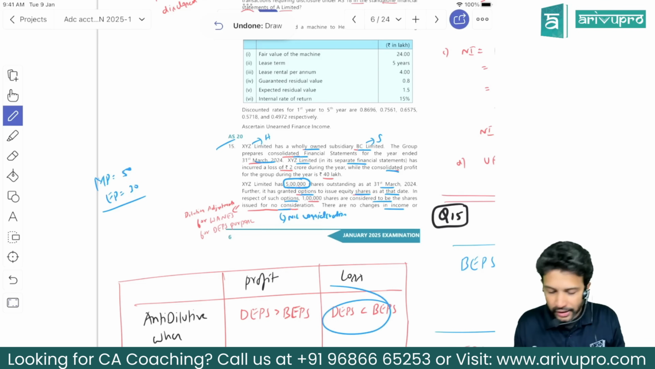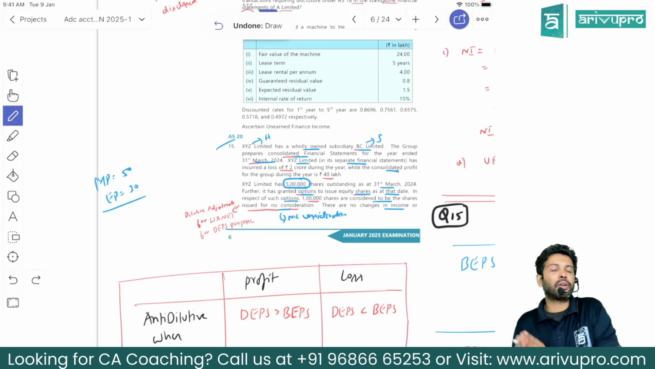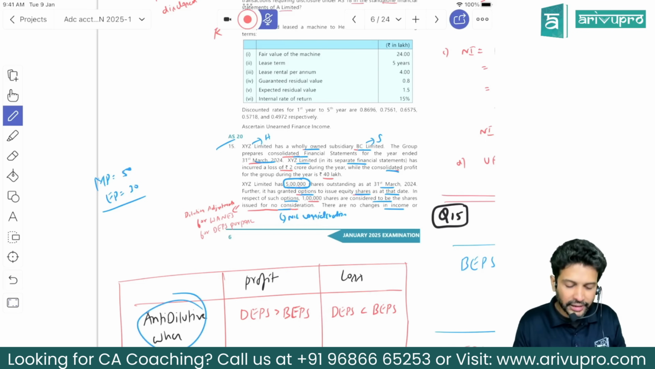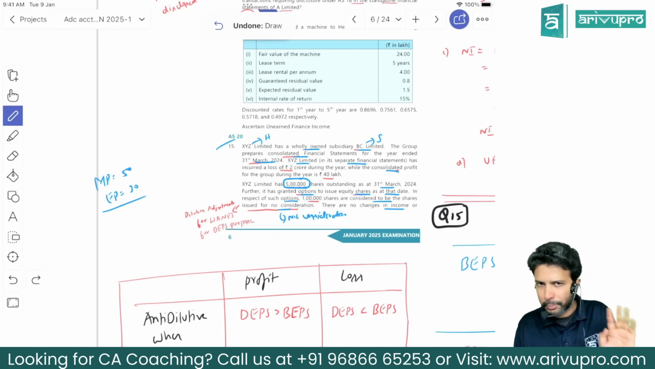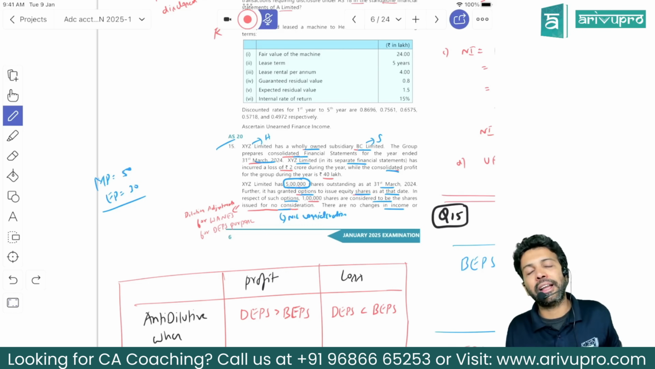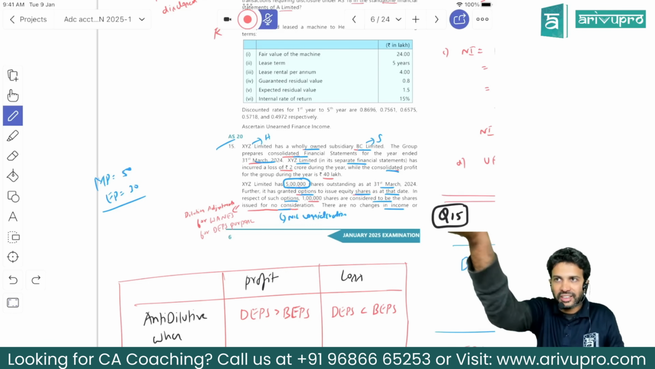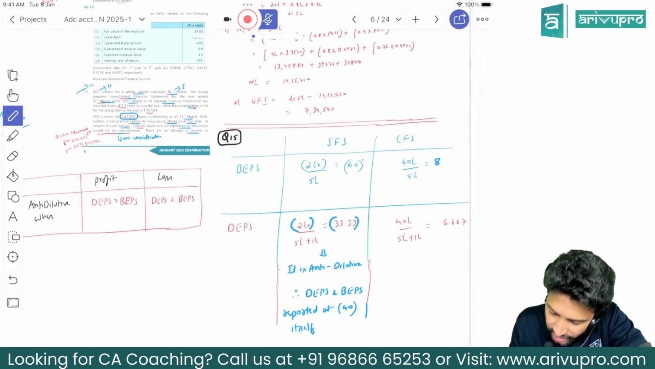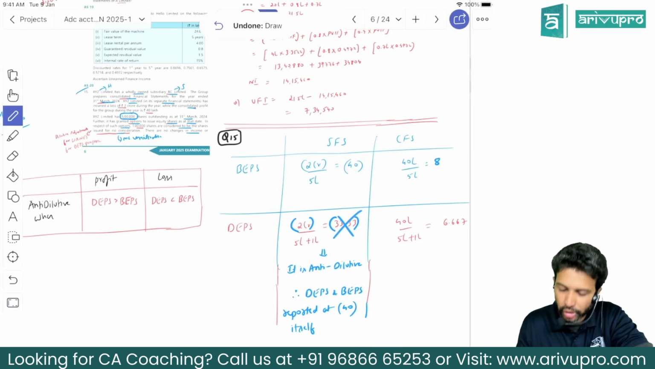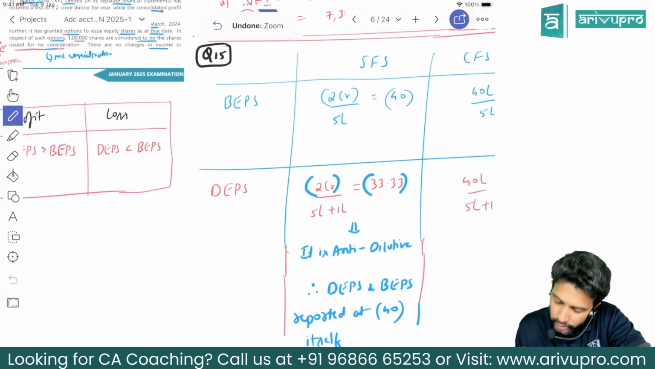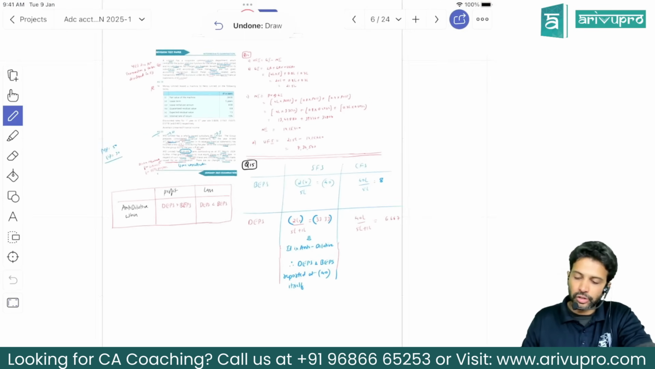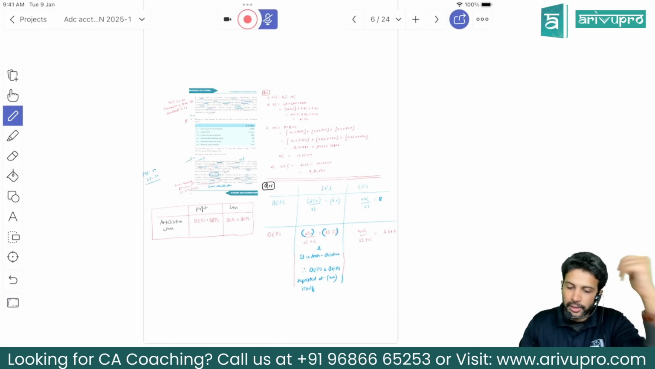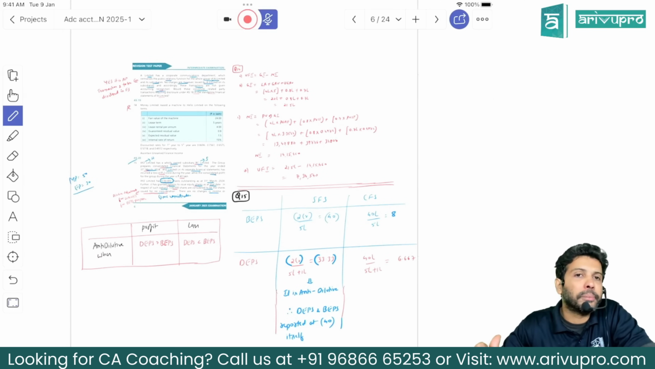If it is loss angle, then when will it become anti-dilutive? If DEPS is lesser than basic EPS, then it will become anti-dilutive. And an anti-dilutive number, do we report? No. Whenever you get anti-dilutive DEPS, basic EPS and diluted EPS you report at the same number. How much was basic EPS here? 40. So diluted EPS, you will not report at 33.33, you will report it at 40 itself. That's all the takeaway of this particular question. Can I move on to the next question, sir? Good one according to me.